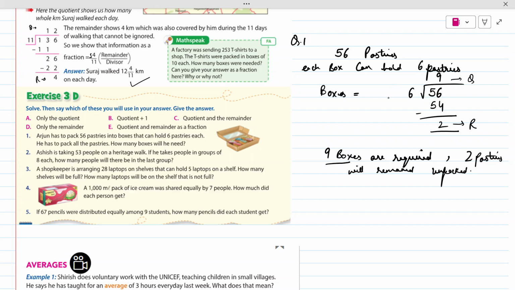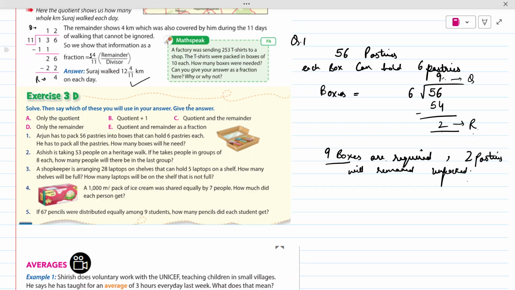Okay, so I hope you understood this. We are given the total number of pastries as 56, and we know that one box can hold 6 pastries. Now we have to find the total number of required boxes. For that, we have to divide 56 by 6. And when we divide, we get the quotient as 9. This 9 represents the number of boxes required. So 9 boxes are required, and 2 are remaining. These 2 remaining are pastries, so 2 pastries are left unpacked here.